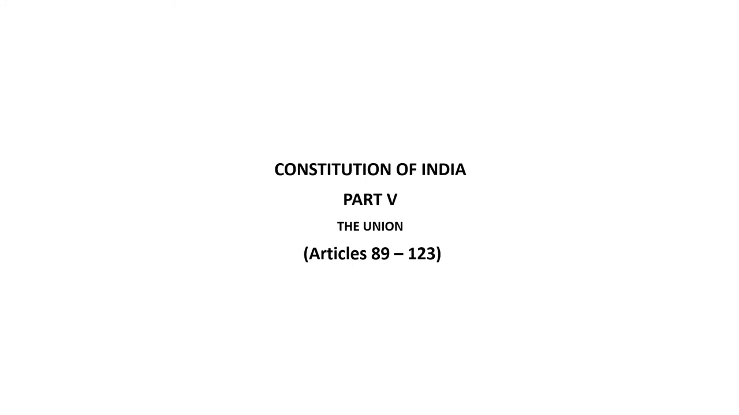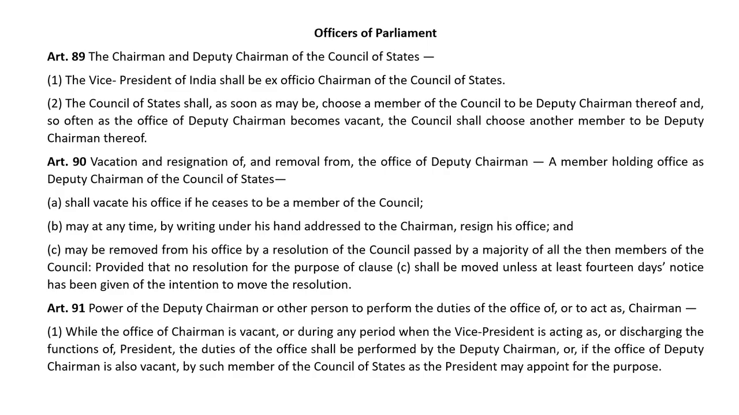Constitution of India, Part 5, The Union, Articles 89 to 123. Officers of Parliament, Article 89. The Chairman and the Deputy Chairman of the Council of States. The Vice President of India shall be the ex officio chairman of the Council of States.